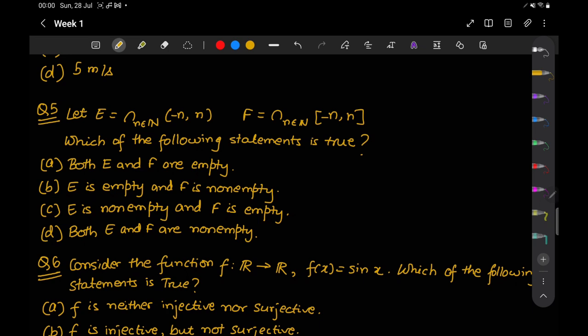Okay, so let us now discuss. Before that, let me just clarify the notation. So this capital N is the set of natural numbers. Natural numbers meaning 1, 2, 3 and so on and so forth. 0 is not included. Negative numbers are not included.